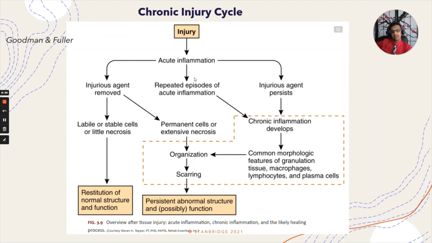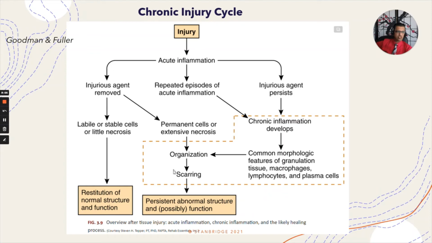What's going to happen is, you get an acute inflammation, but you continue to have repeated episodes of acute inflammation. Well, that can lead to chronic inflammation. Or the injurious agent persists, meaning due to comorbidities or chronic injuries, you just can't get rid of that injurious agent. So that leads to chronic inflammation. What about if the injurious agent can't be removed and you have permanent cells or extensive necrosis?